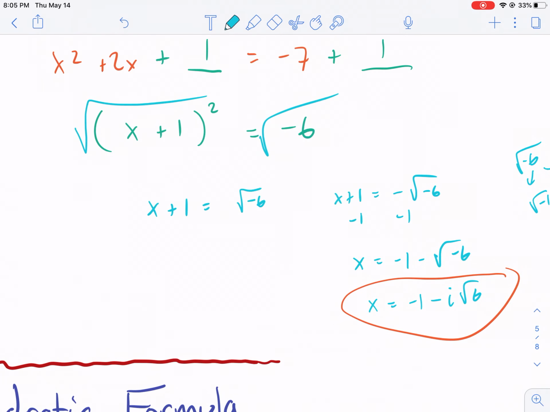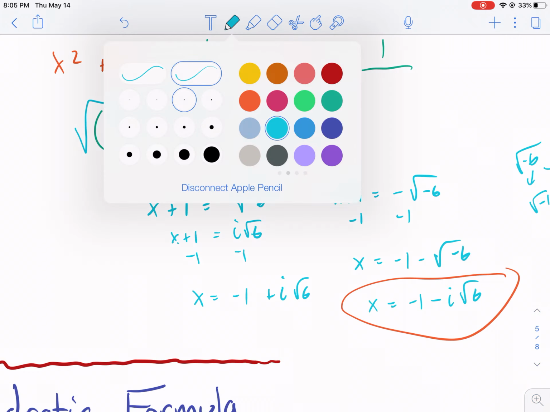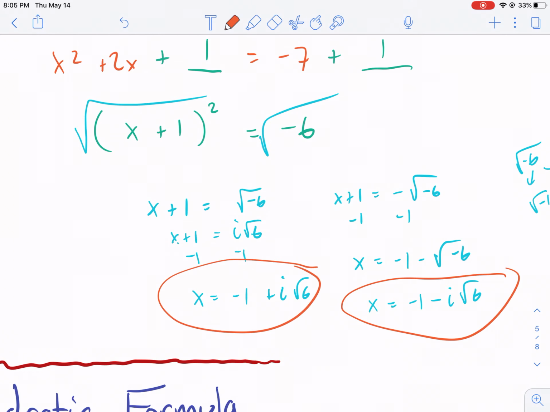Okay, I already know that square root of negative 6 is going to become i radical 6 equals x plus 1. I subtract 1, and I get x equals negative 1 plus i radical 6. And I'm changing color for emphasis.